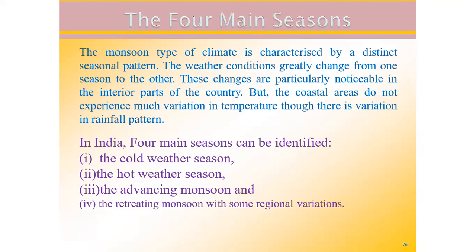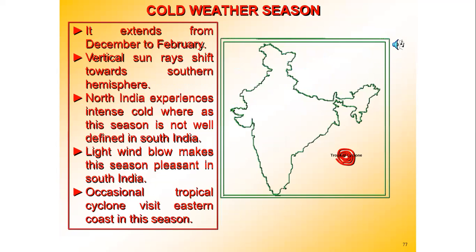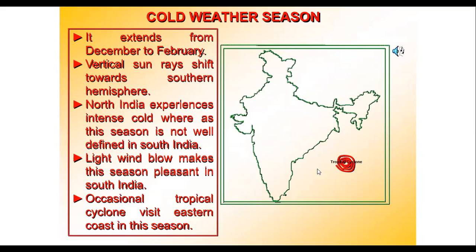So we have monsoon type of climate and a distinct seasonal pattern, and the weather conditions change greatly from one season to another. These changes can be felt especially in the interior parts of the country. Coastal areas do not experience a lot of variation in temperatures, but they experience lots of variation in the rainfall pattern. The four main seasons in India are the cold weather season, the hot weather season, advancing monsoons, and retreating monsoons. Now let's talk about the cold weather season.